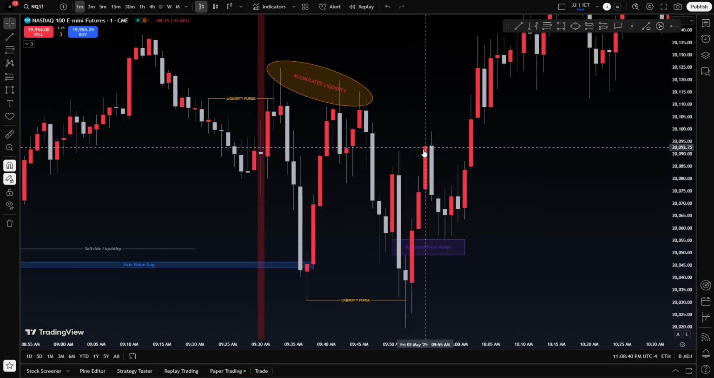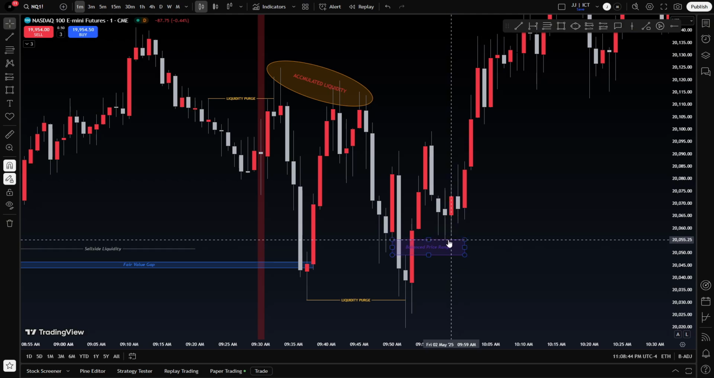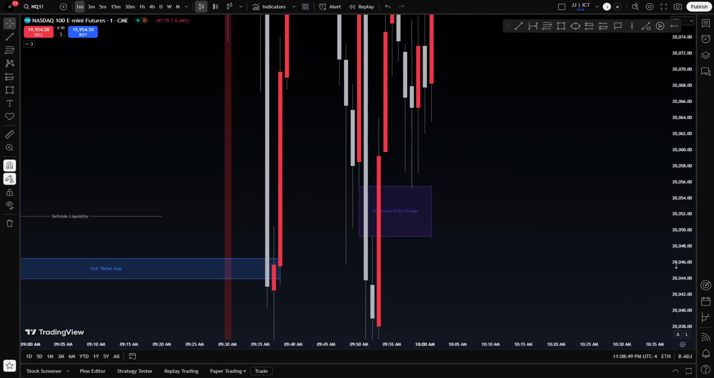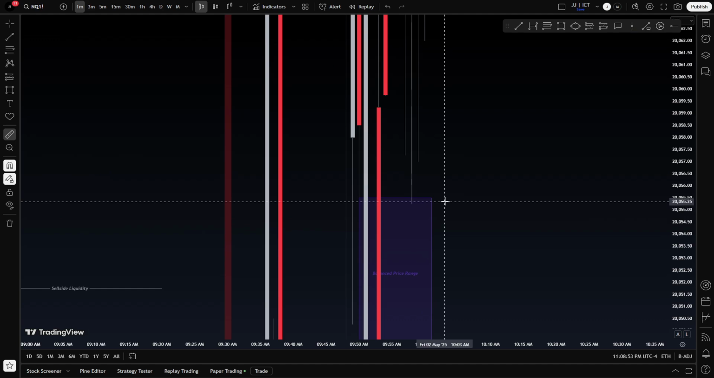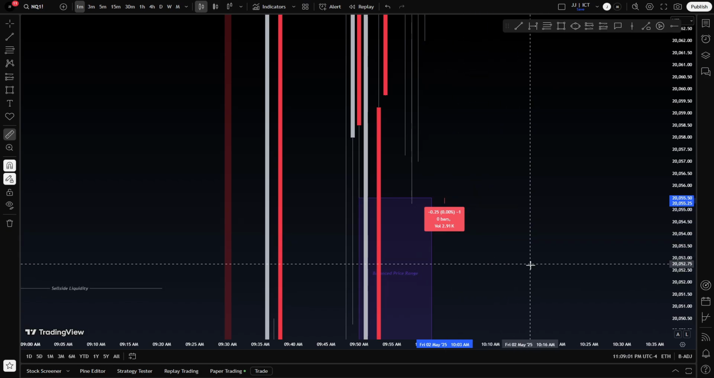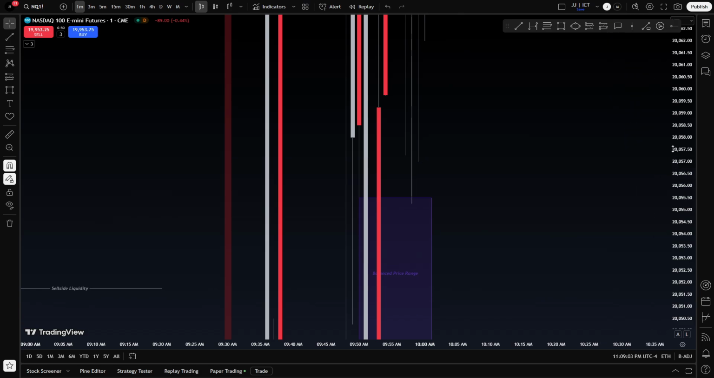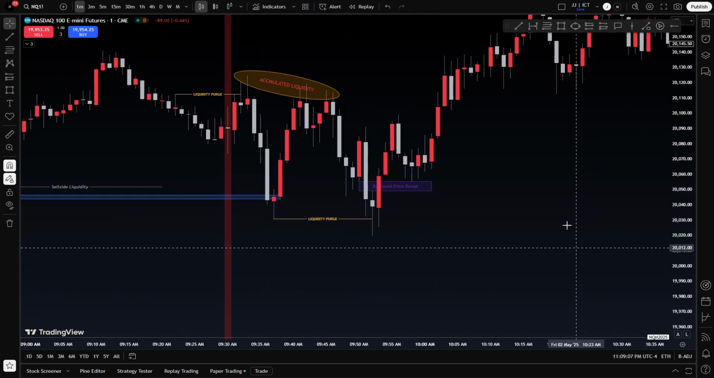Price comes back down, seeks the balanced price range, respects it to the tick. It only goes one tick into it, which is absolutely amazing. If you want to see that for yourself, if I get the measuring tool and go from right here to right here, that is literally one tick, and I was not kidding. Four ticks make a whole point, so that's not even a whole point.